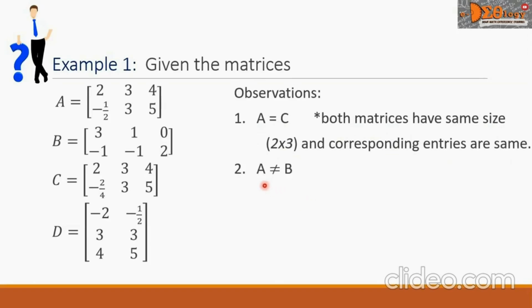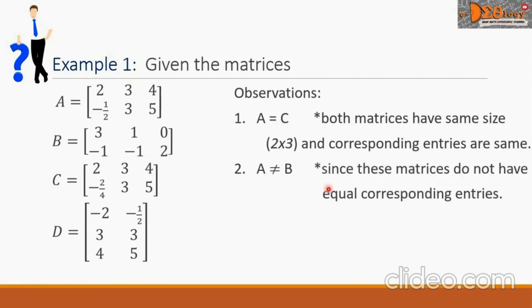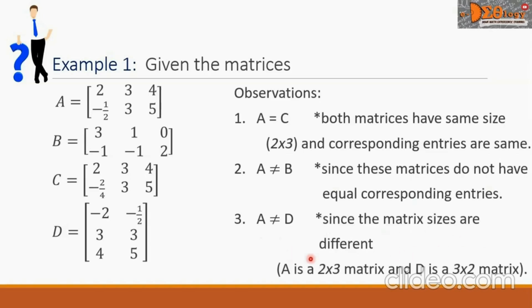Second, matrix A is not equal to B, since these matrices do not have equal corresponding entries. Number 3, matrix A is not equal to matrix D, since the matrix sizes are different. Matrix A is a 2 by 3 matrix and matrix D is a 3 by 2 matrix.